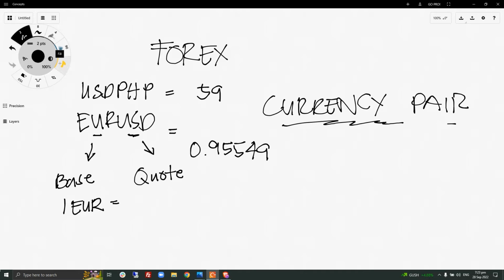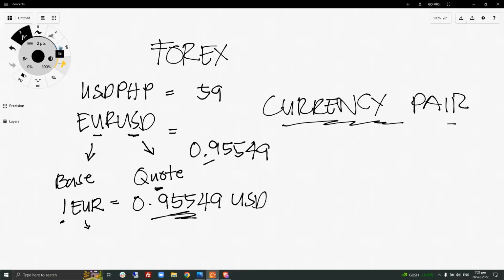So Euro USD right now has an exchange rate of 0.95549. So in this case, our base, 1 euro is equivalent to whatever is quoted in the market, which is 0.95549 USD. So this is our base, which always equals to 1. And then our quote is whatever is quoted in the market. So that's how it goes.